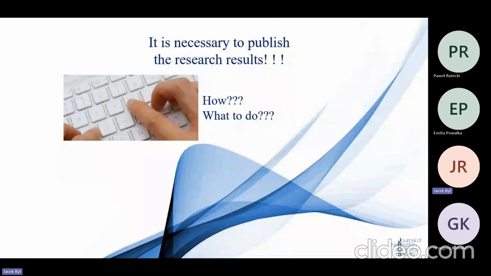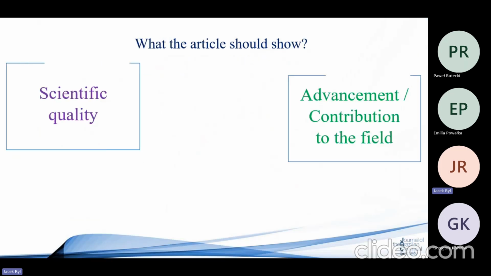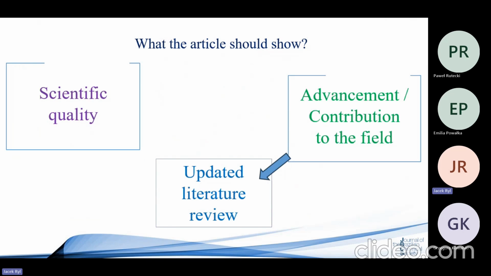Okay, so talking about the need to publish our research results, how and what to do about this. We have to present, of course, scientific quality and show advancement or some contribution to the field. And to realize if you are making a contribution to the field, you have to have an updated view of the literature. So for the young people here, we have to read all the papers related to our field, because maybe something that we are planning to do during our doctorate investigation is probably already published, so you have to be sure that what we are researching is completely novel.